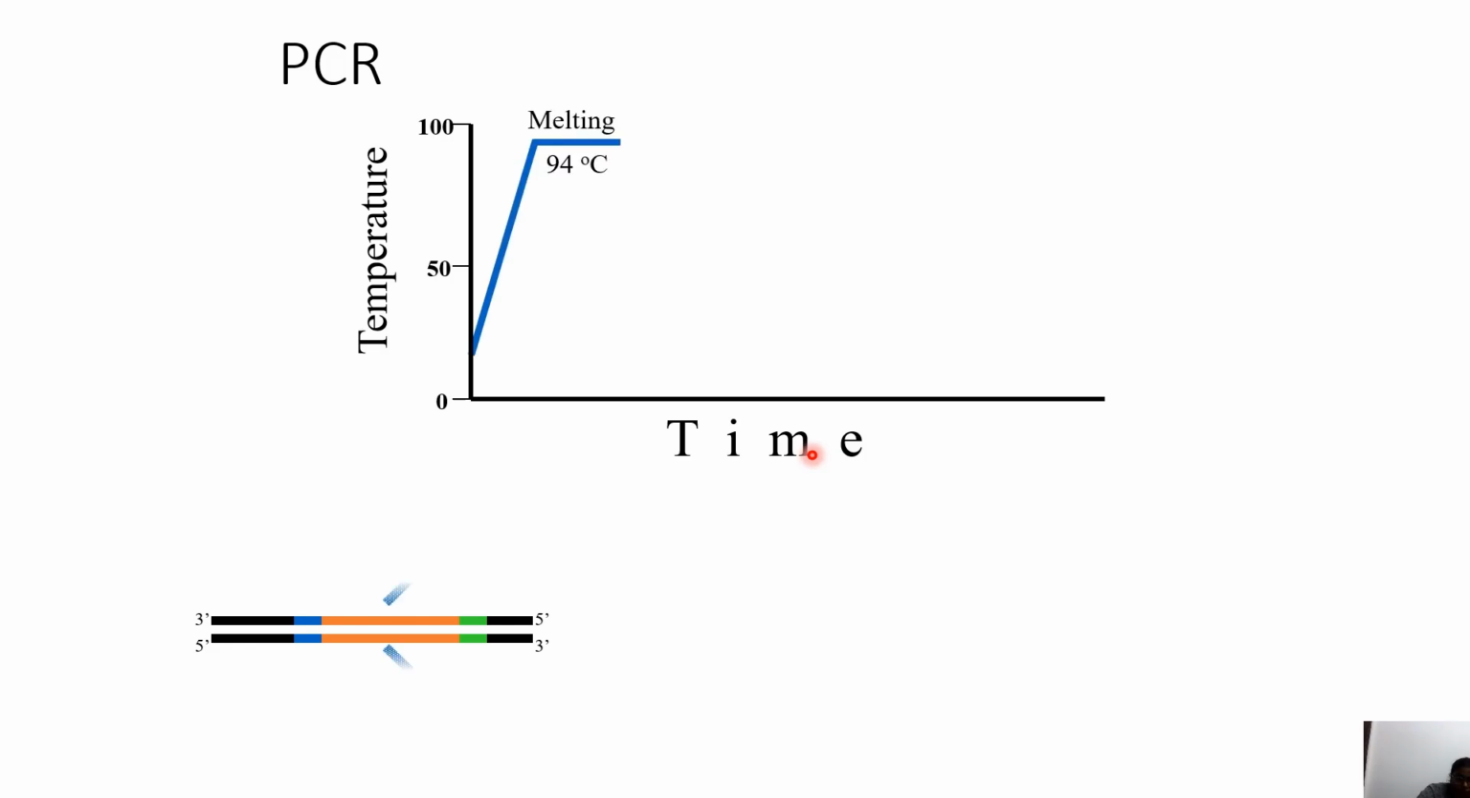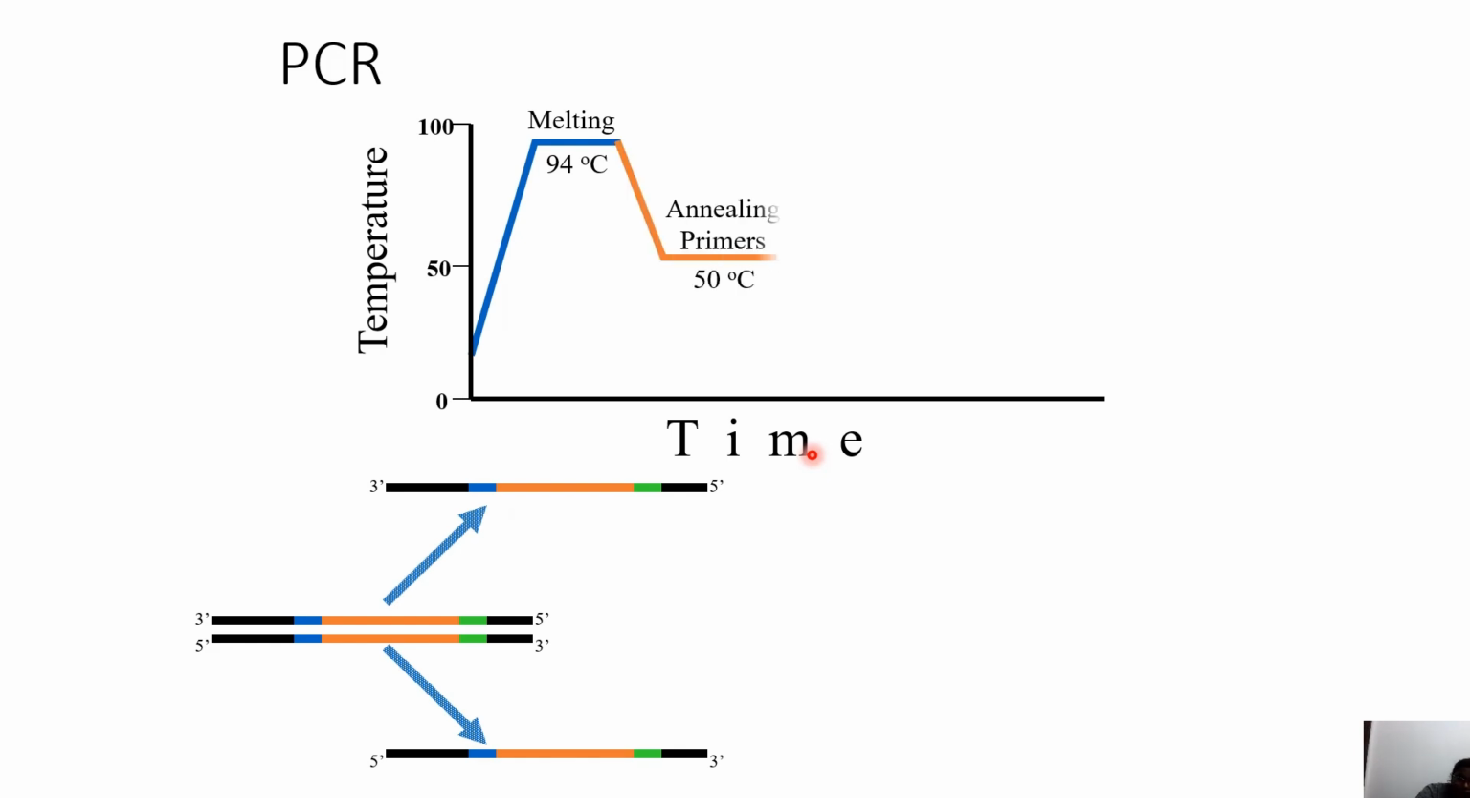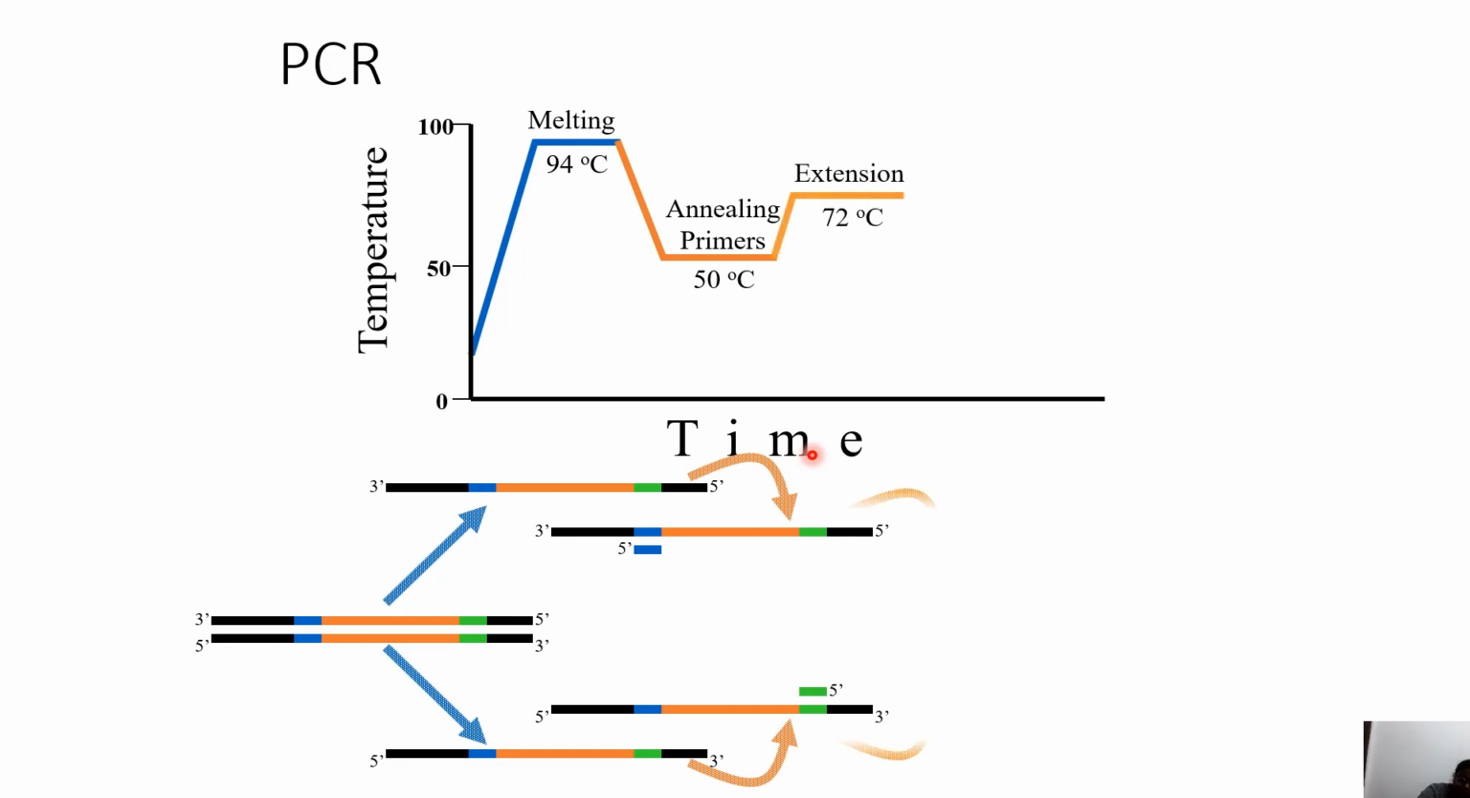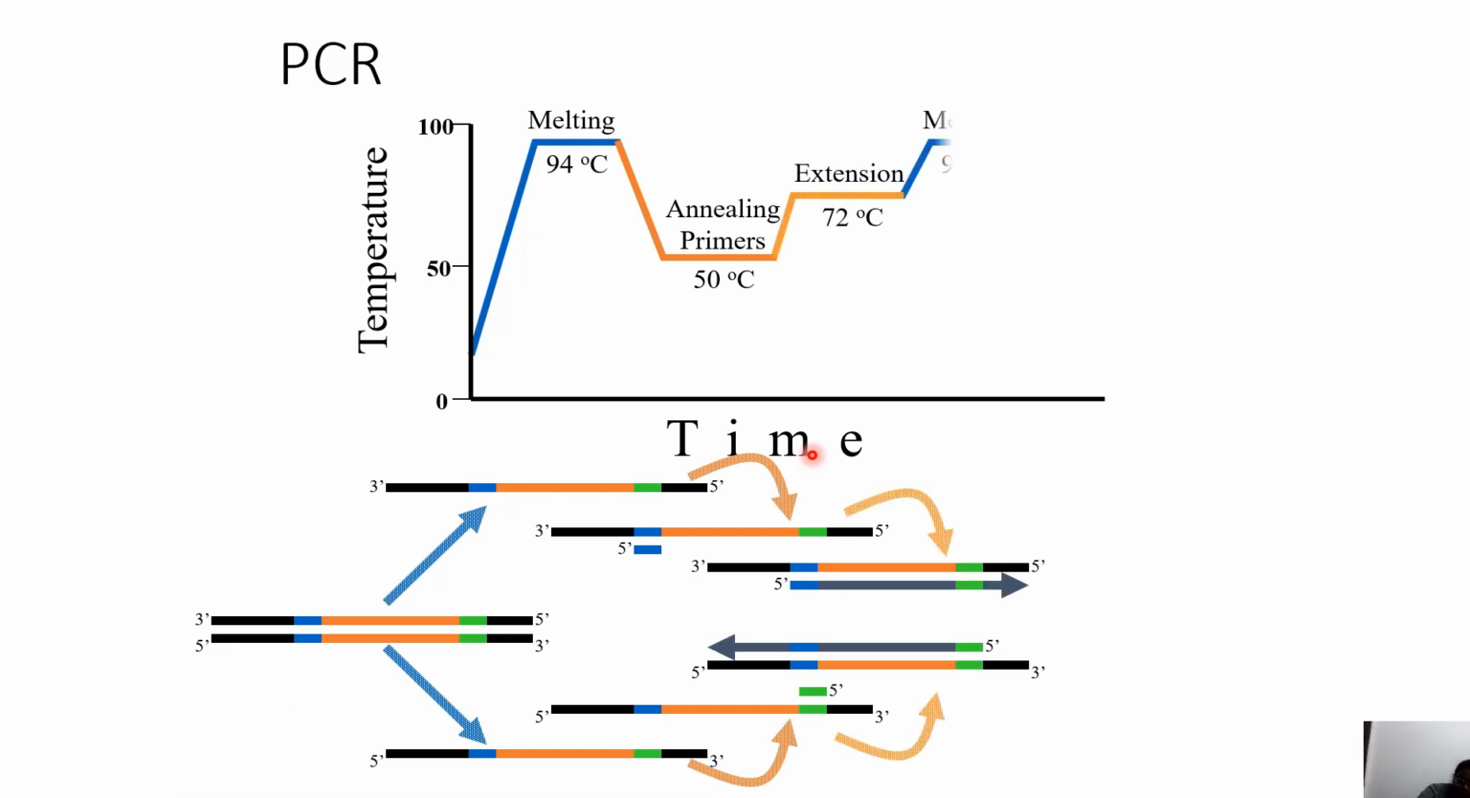You see, this is the melting, which happens at a higher temperature. DNA strands are denatured and separate from each other. Then annealing, where the primers anneal. Then extension, where the primers extend.